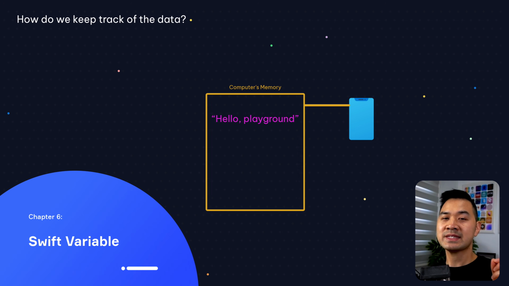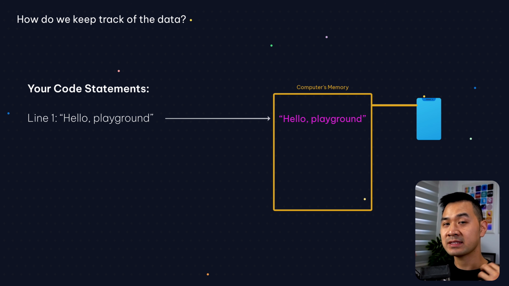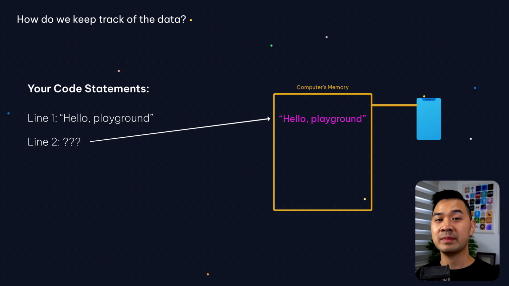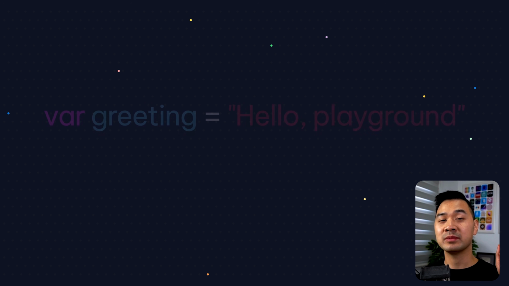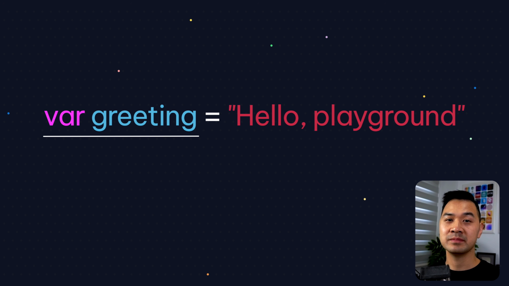So walk with me through this scenario. Imagine you have your first Swift code statement that creates this piece of data in the computer's memory. In your second Swift code statement, let's say you want to work with this piece of data. Perhaps you want to manipulate that text data, change it to all capitals, or maybe you want to display it on the user interface or something like that. But how do you retrieve it and access it from the computer's memory? We need some way to be able to access and reference that piece of data in memory. And this is where the rest of that Swift code statement comes in. Let's go back to it.